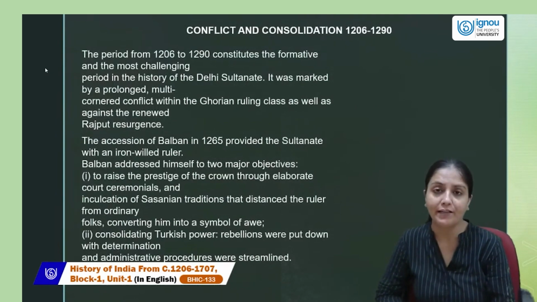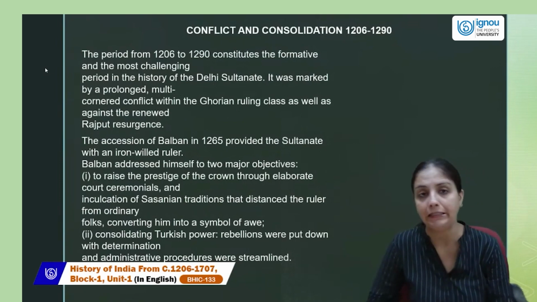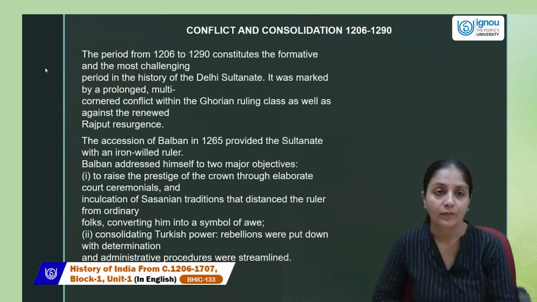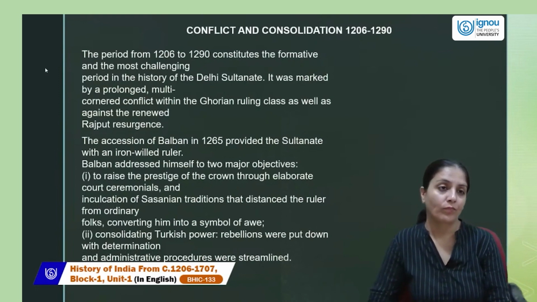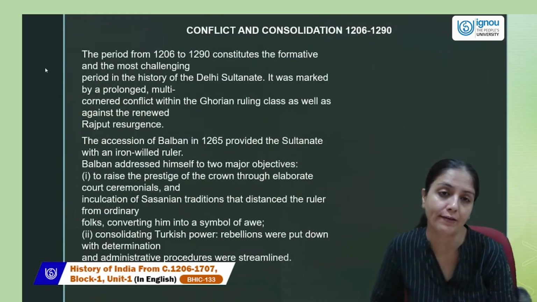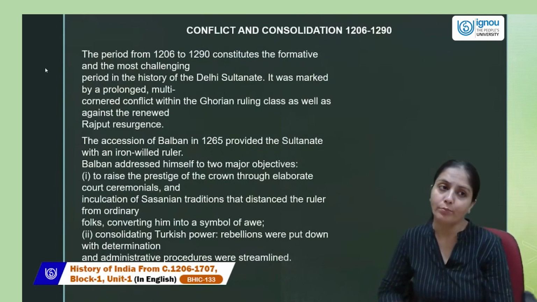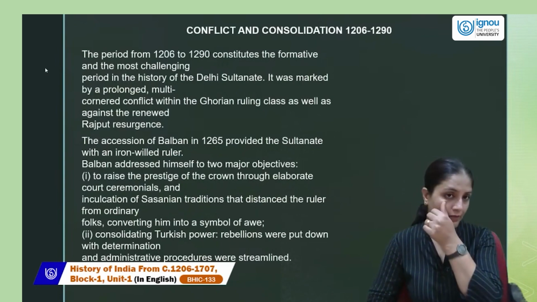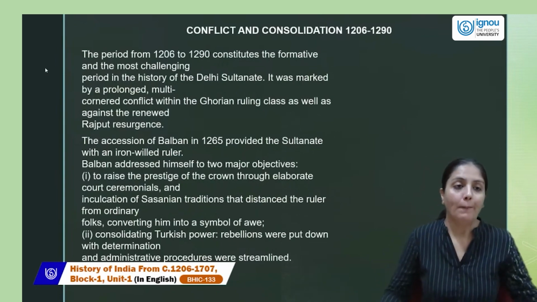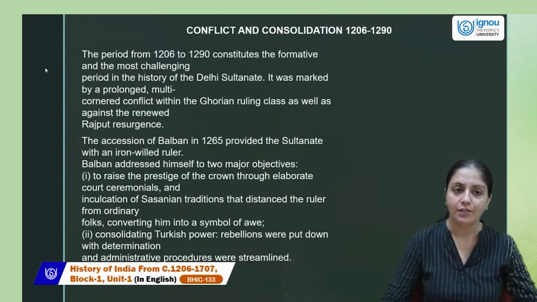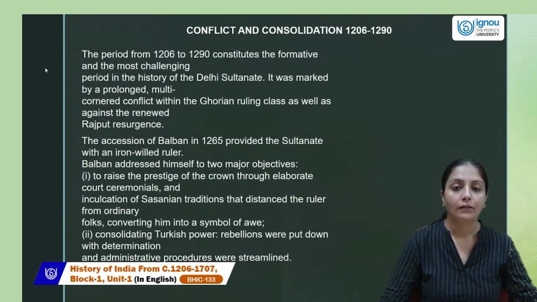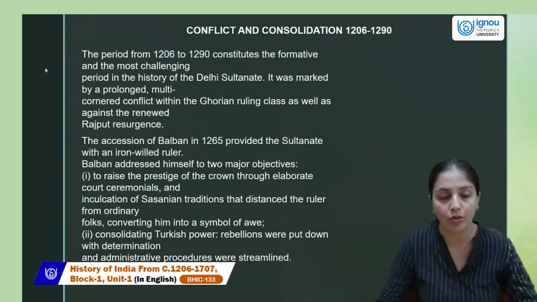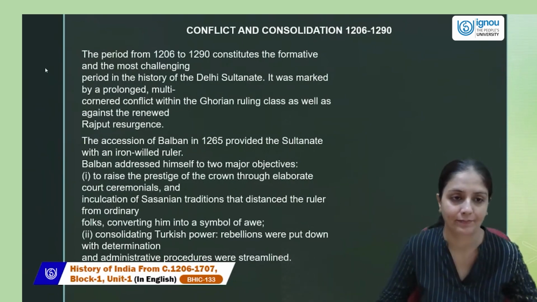And next is conflict and consolidation, 1206 to 1290. Yes, so many conflicts, so many consolidations also. The period from 1206 to 1290 constitutes the formative and the most challenging period in the history of the Delhi Sultanate. It was marked by prolonged conflict within the Ghorian ruling classes as well as against the renewed Rajput resurgence.